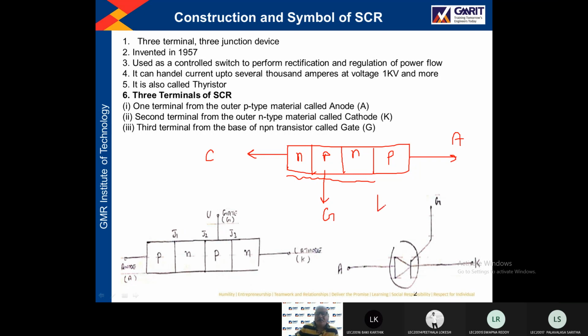And its symbol is like a diode, you can say. And from here you take like this. Its symbol is this. So this is your anode, this is your cathode and this is your gate, right? Okay.